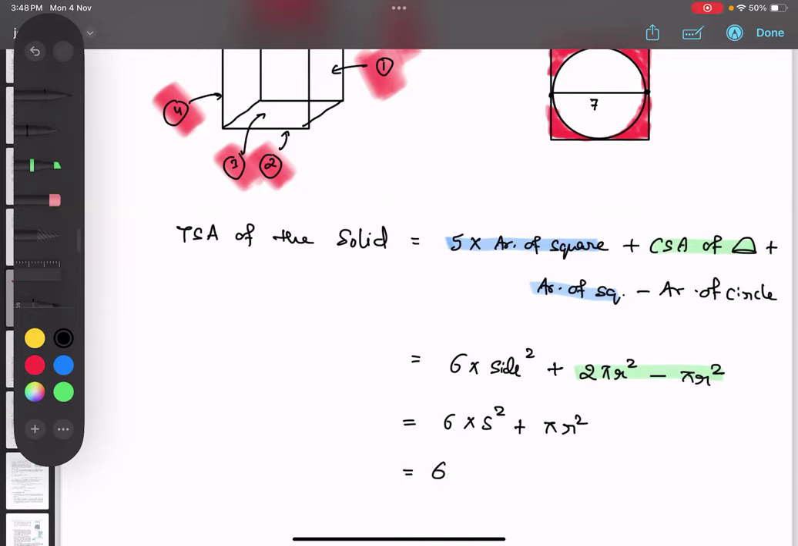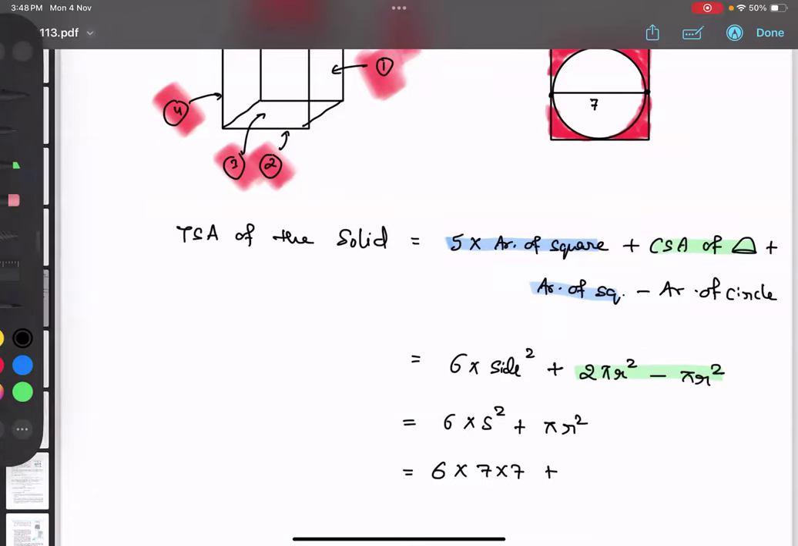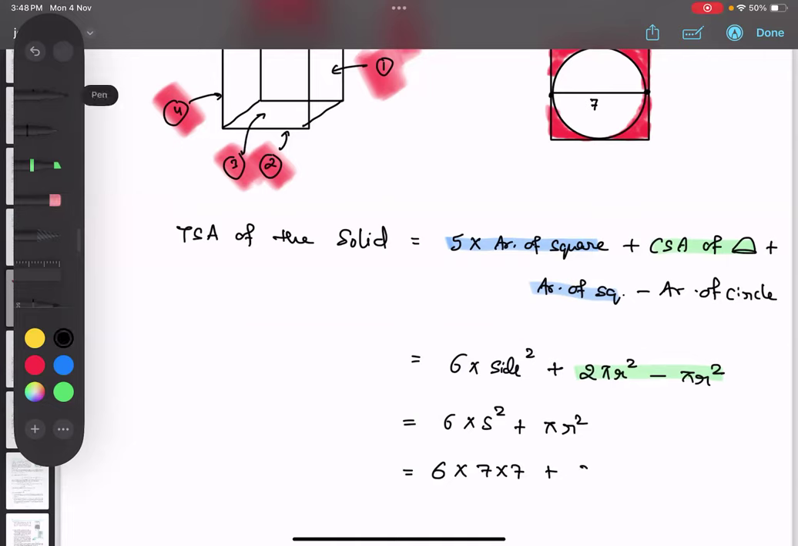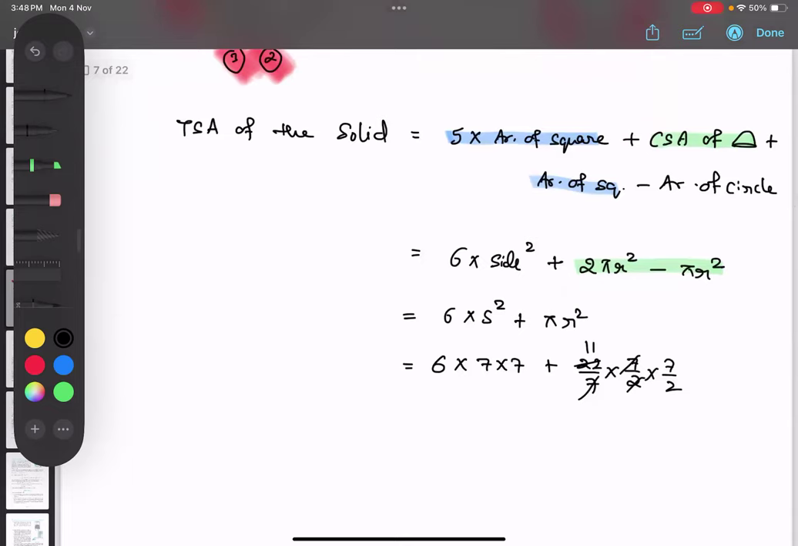So 6 into 7 into 7 plus 22 by 7. What is the value of radius? Don't take 3.5. 7 by 2. Avoid decimals unless it is very much required. Why? Because it will get cancelled. Understood? Now, always remember division by 2 is very easy.